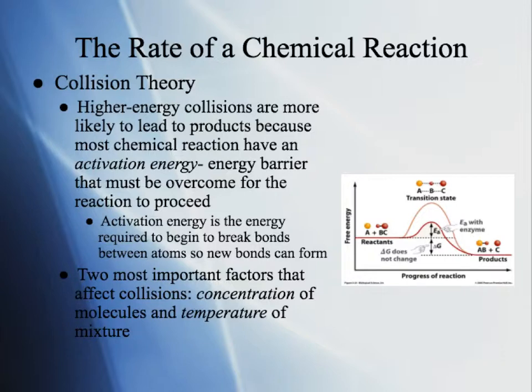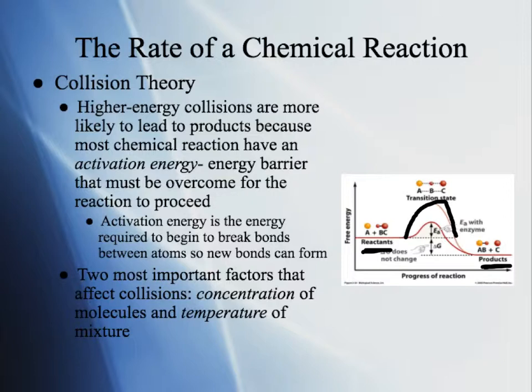In the collision theory, high energy collisions are more likely to lead to products, because most chemical reactions have what's called an activation energy. It's basically the energy needed to even get a chemical reaction to proceed. Another way to think about it is that it's the energy barrier that must be overcome for the reaction to go. If we take a look here at the picture, this is energy, and we're starting with our reactants on this side, and we get our products on this side. This hump is what we call the activation energy.